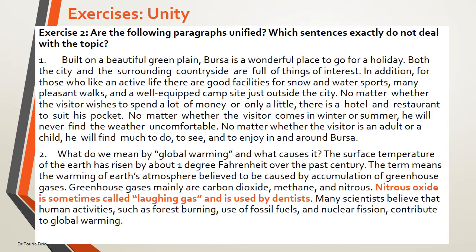Paragraph 1. Built on a beautiful green plain, Bursa is a wonderful place to go for a holiday. This is the topic sentence, which announces that Bursa is a wonderful place for a holiday. How is it a wonderful place for a holiday? We expect to find an explanation. Both the city and the surrounding countryside are full of things of interest. This is a relevant sentence.